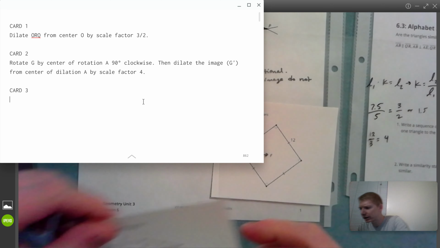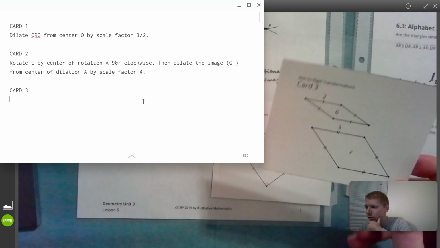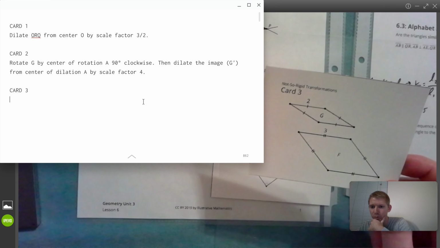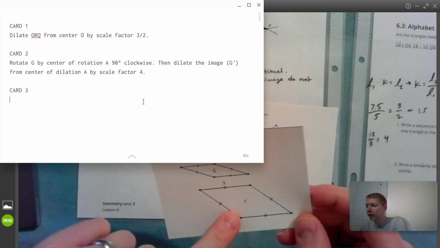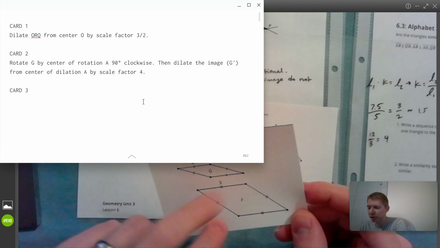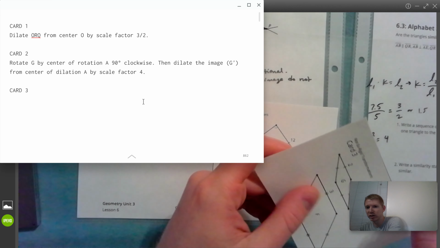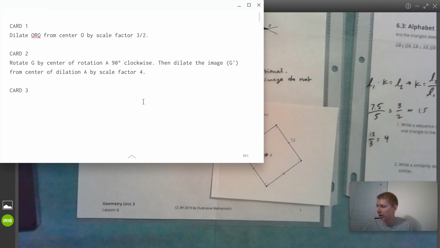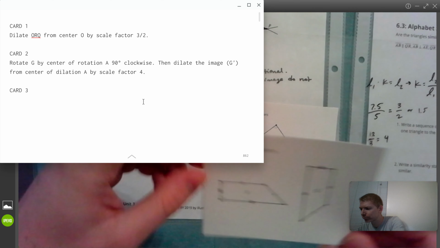For card 3, there is no sequence that will work because the angles are not congruent, and so no matter of rigid or non-rigid transformations will work, unless we did some stretch and shrink using these vertices and tried to pull them apart a little bit, but we don't have the tools yet to be able to do that. All right, so card 4.